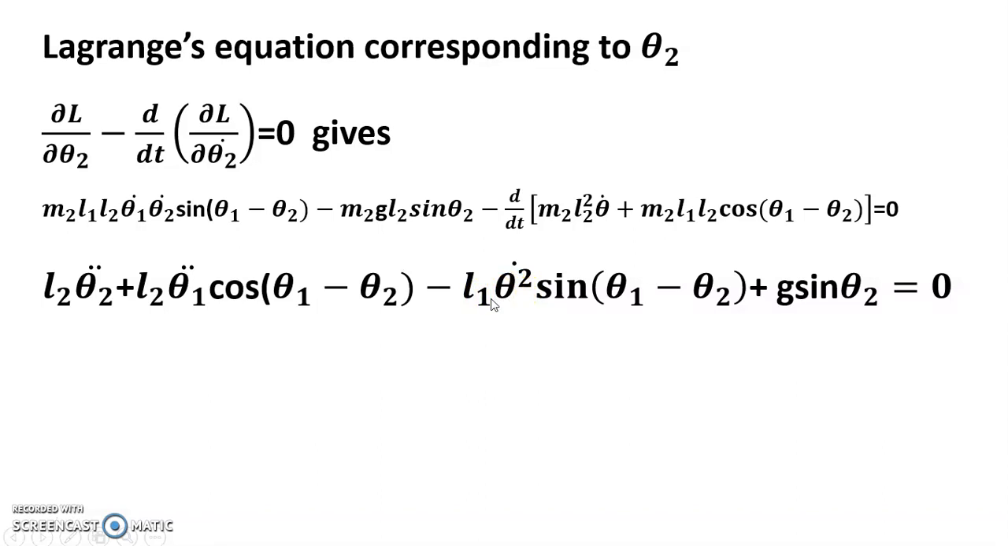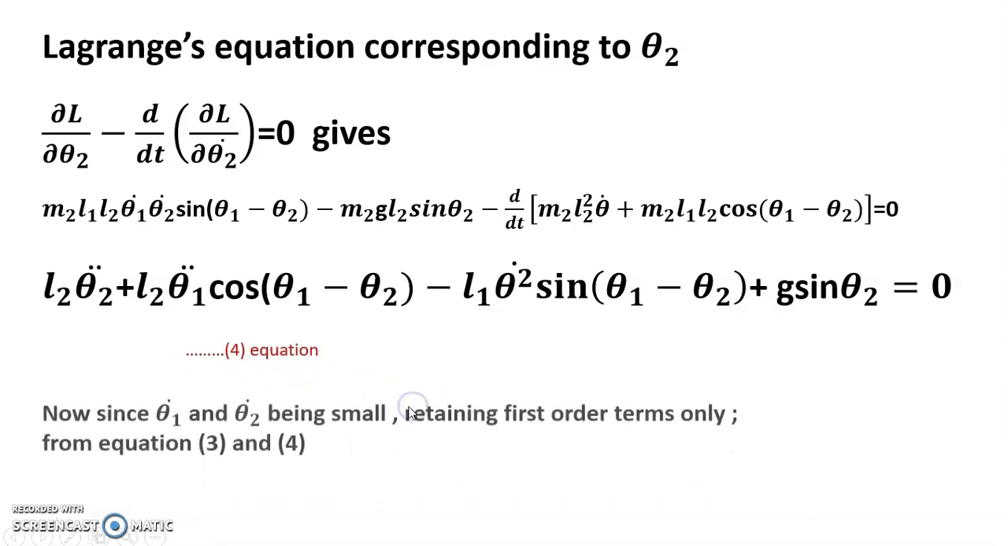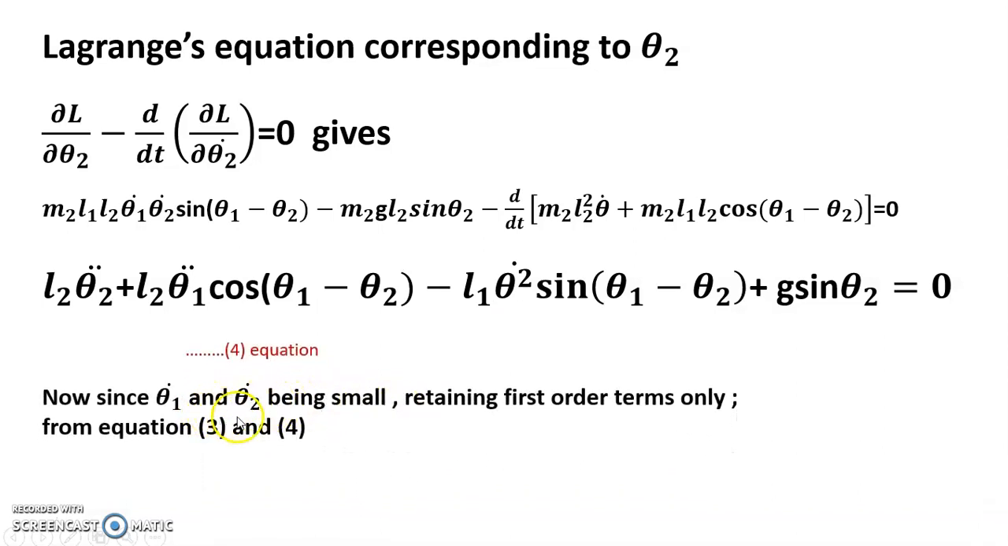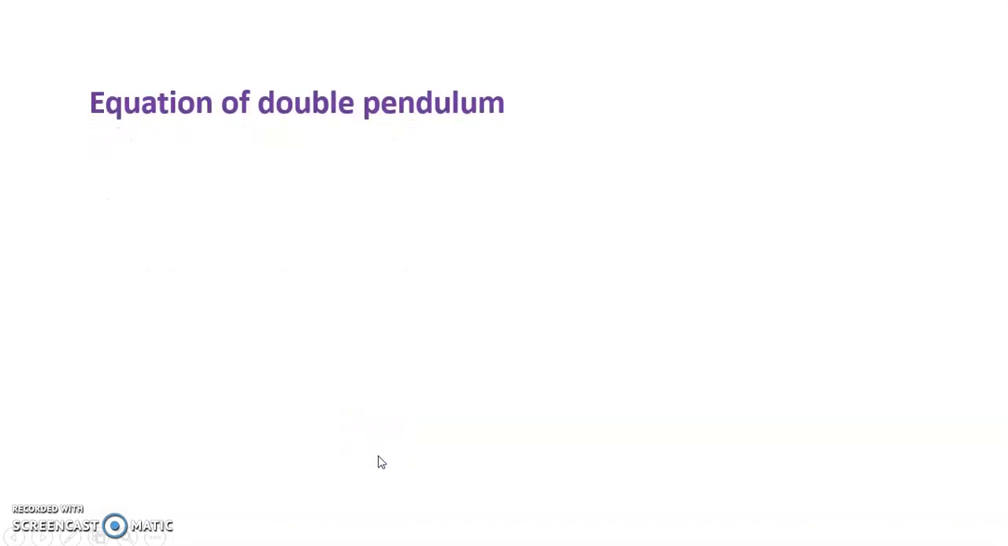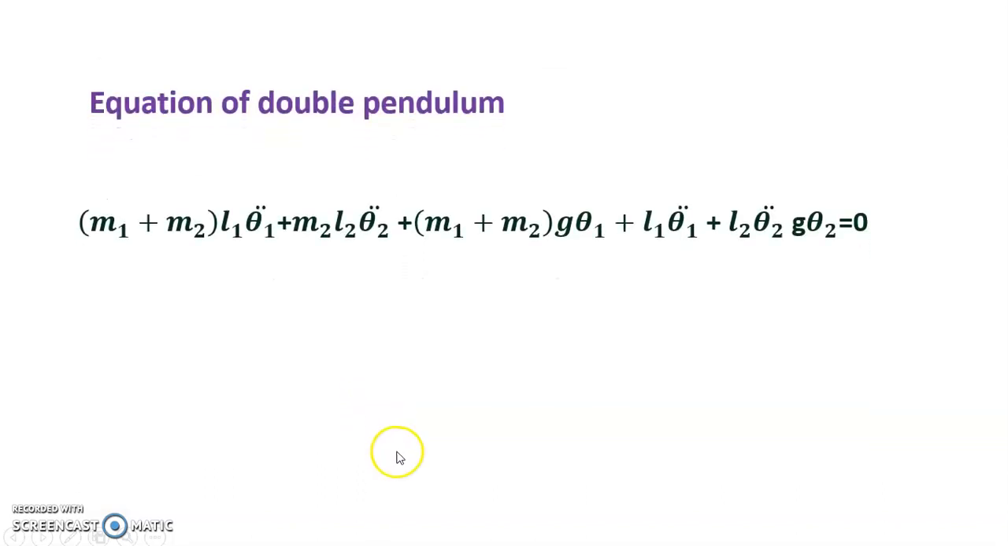So friends, I hope I made this calculation clear. Please check, this is my equation 4. With theta 1 dot and theta 2 dot being small and retaining first order terms only, from 3 and 4 we get the equations of the double pendulum.